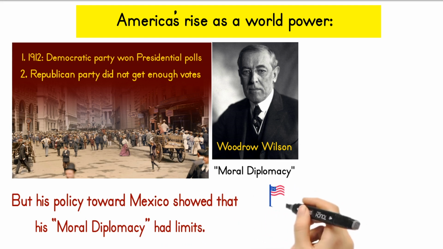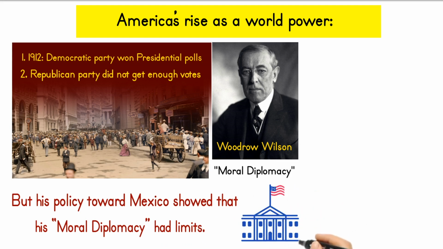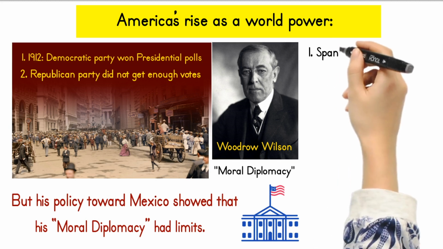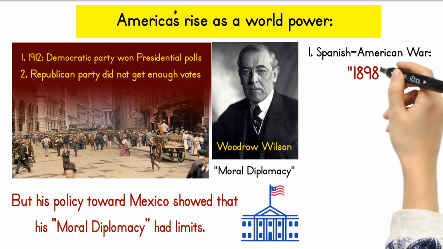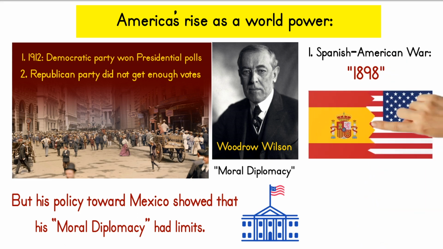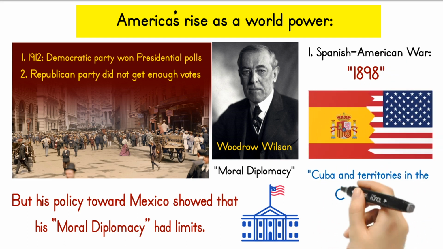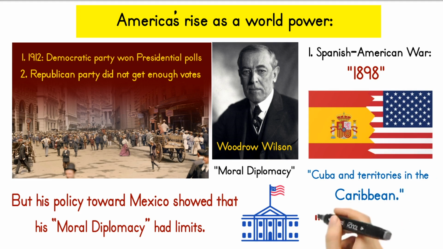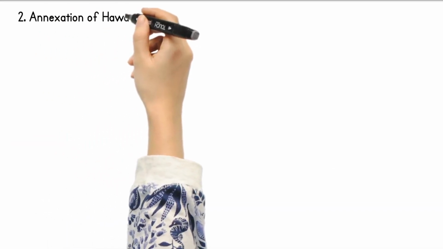Another great change at this time is that the country emerged as a major world power. There were a few events that showed this. Spanish-American War. 1898, the United States went to war with Spain over control of Cuba and other territories in the Caribbean. The U.S. victory in this conflict established the United States as a major imperial power and marked its emergence as a world power. Annexation of Hawaii.